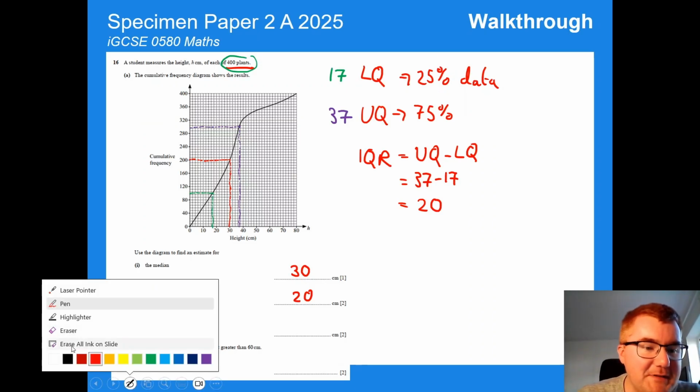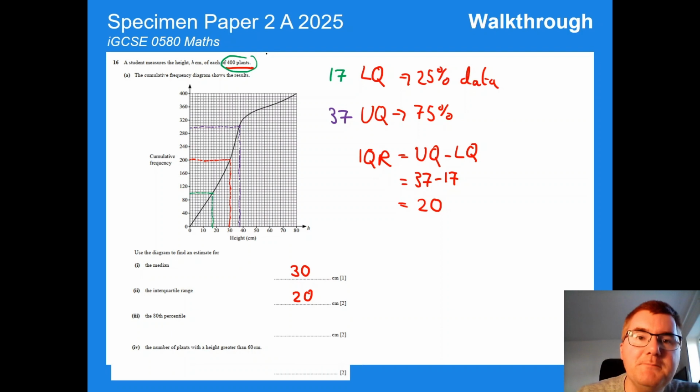So the 80th percentile, okay, so that's a little bit different. We need to find 80% of 400. Easiest way to do this is find 10%, which is 40, and then times it by 8, so that gives us 320. So we do the same thing.